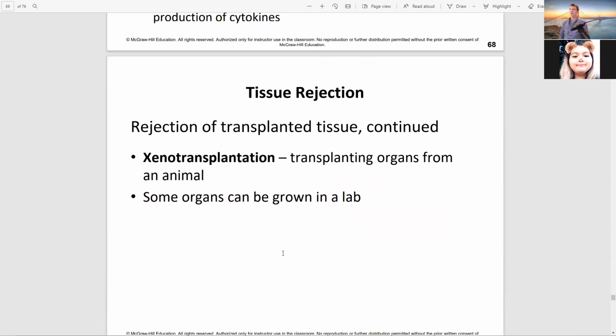Rejection of transplanted tissue continued. So xenotransplantation is transplanting organs from an animal. Some organs can also be grown in a lab.